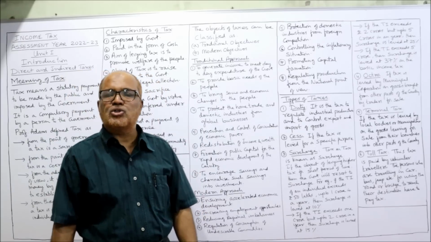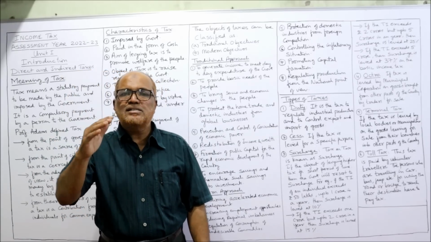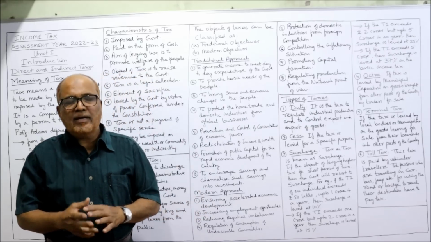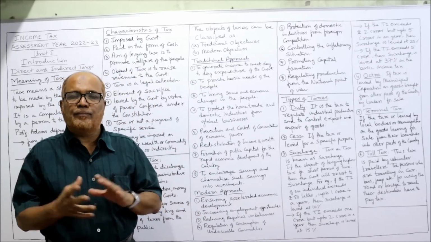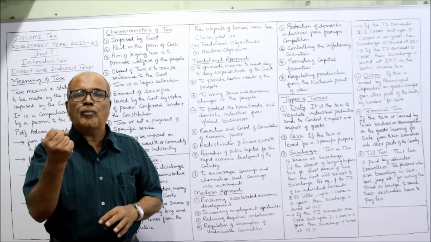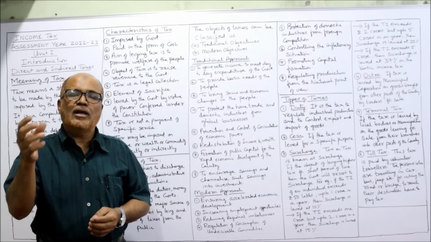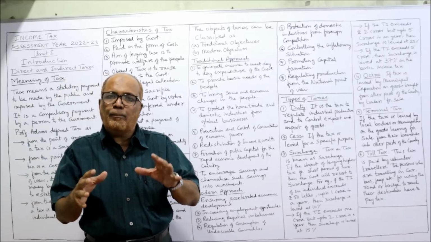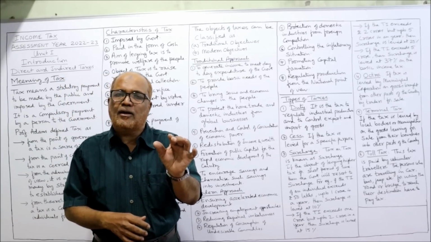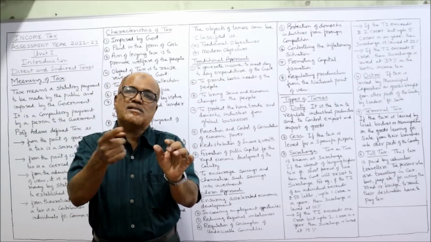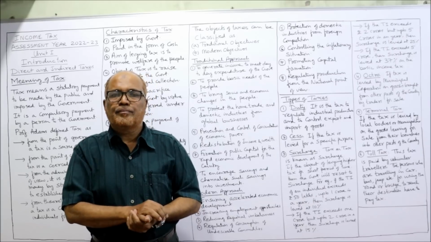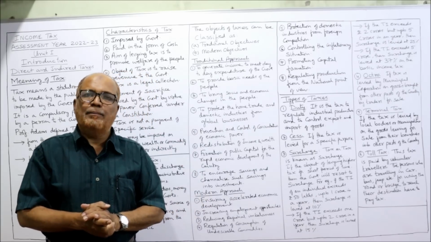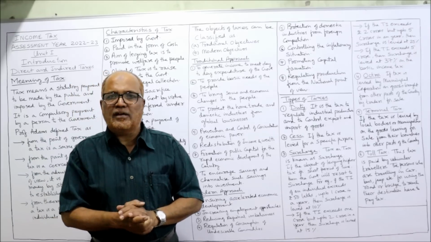Next one, surcharge. Surcharge is a tax on tax. Normally, when the income of the people is very high, they have more ability to pay the tax. The government will impose a heavy tax on them. That means already basic income tax is calculated. On that basic income tax, again tax will be calculated. Example, a person is having, let it be, 10 lakh rupees income.